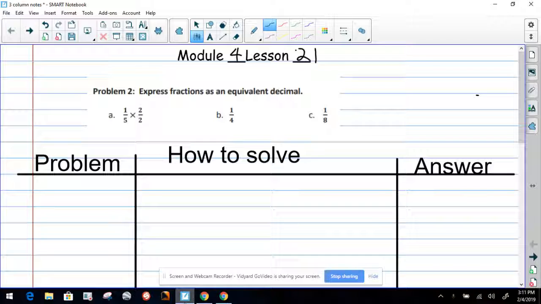Yes, yes, yes. Today is going to be module 4, lesson 21. Okay, now look at this. We have a series of three problems, and we're going to find the equivalent fractions in decimals.